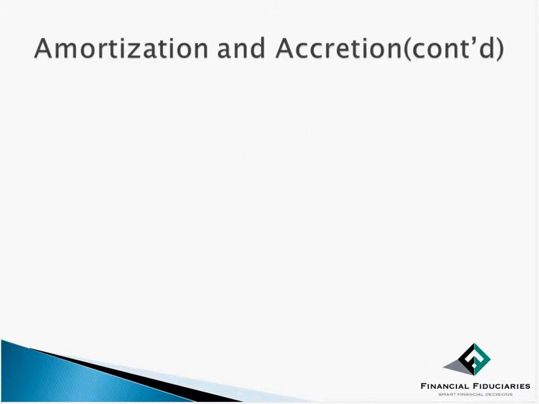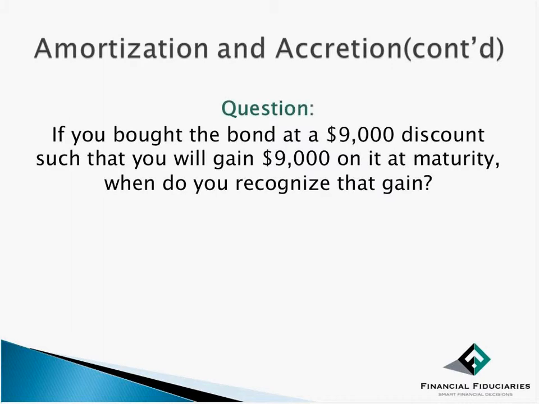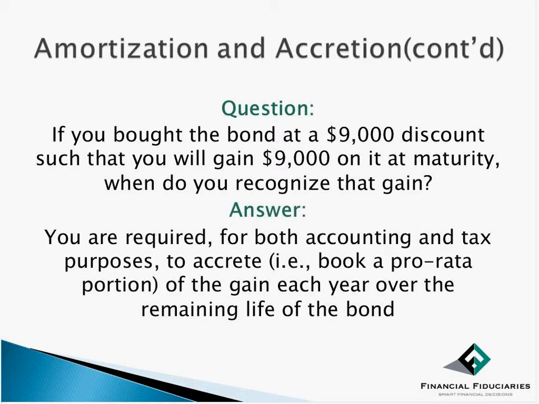Accretion is the other side of the coin. So now we bought a bond at a $9,000 discount. We paid $91,000 for a $100,000 bond. When do you recognize that gain? Well, if we didn't do an accretion, the gain would look like this. There would be zero gain in the first year, zero gain in the second year, and then $9,000 a gain in the third year.